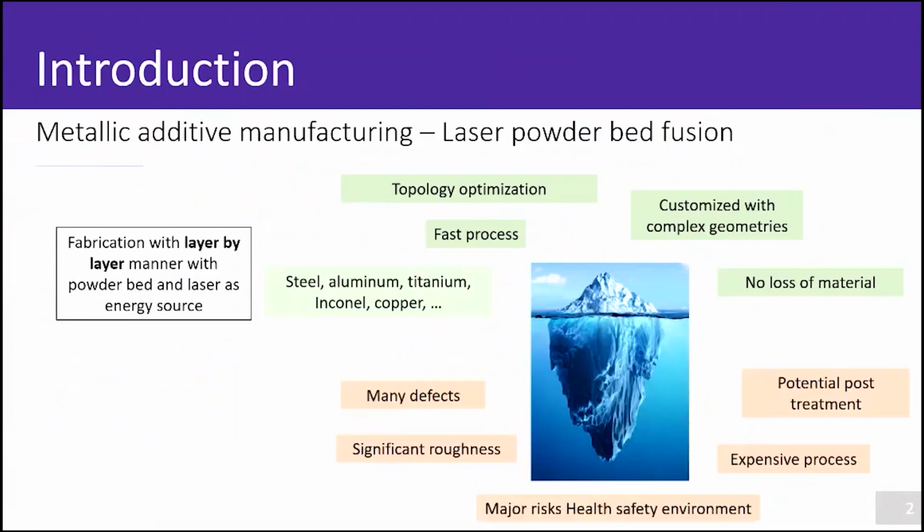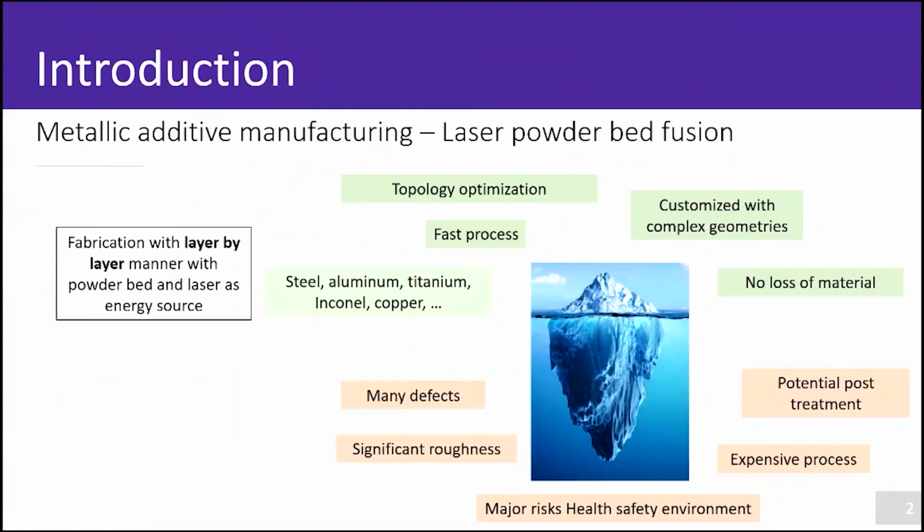But there are some big challenges and drawbacks for this process. You can create many defects such as pore formation, crack formation, distortion. You also have a significant roughness of your final pieces that can be problematic. Also, you have potential post-treatment after the creation of your product, such as heat treatment or chemical treatments. So we have the cost of the final pieces, and also it's an expensive process.